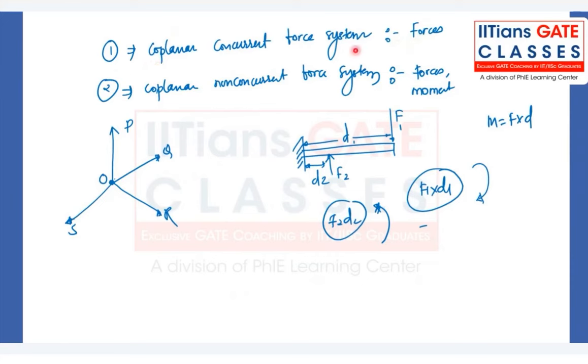But in case of a coplanar non-concurrent force system, we will study not only the forces but also the moments. Okay, because let's take an example here. This force F1, which is at a distance d1, creates a clockwise moment. This force F2 at a distance d2 creates a counterclockwise moment, right? So basically, whenever forces are not passing through a single point, it will create moments as well. So here we will deal with forces as well as moments. Clear?